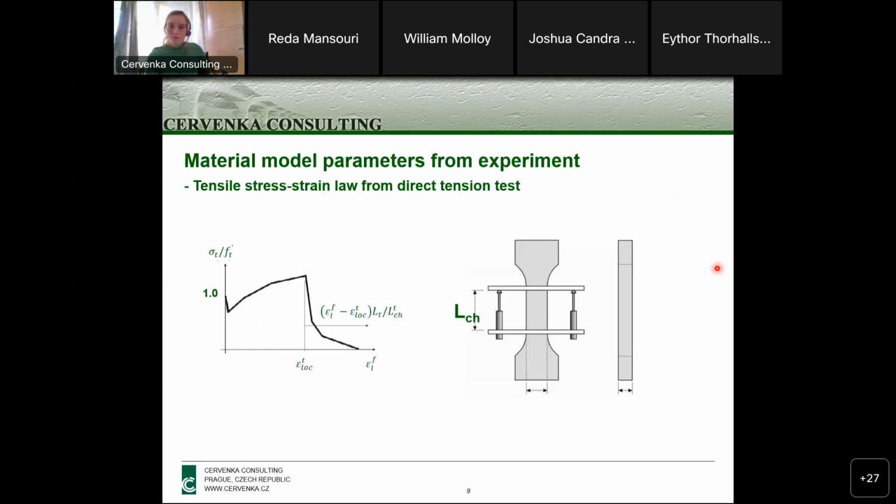So we're talking about the models, but we need parameters for those material models, and those parameters we are getting from experiments. And when you perform direct tension experiments, because during this webinar we are focusing mainly on the tensile behavior of concrete, so we are talking about the tension testing. When you perform the direct tension test, then you can use the parameters that you obtain from the experiment directly for your model.